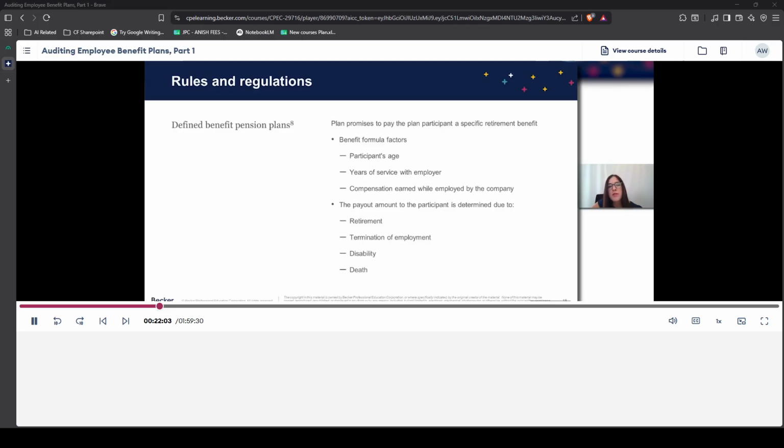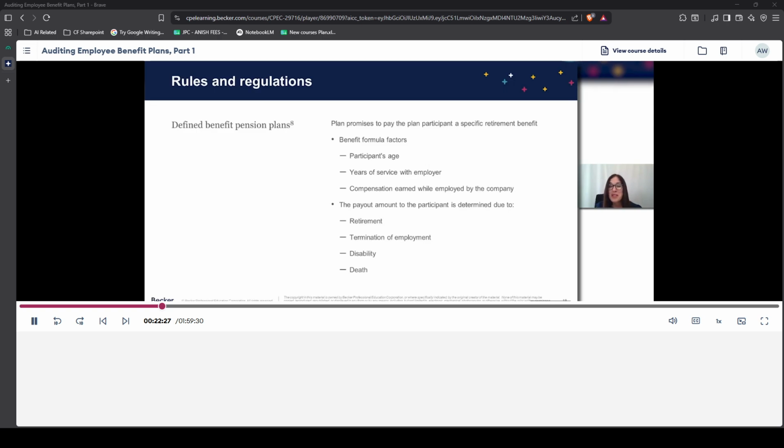So because of the fact that the plan sponsor carries the sole responsibility for meeting the funding requirements in the defined benefit plan, a lot of the DB plans have become frozen over time. So once a plan sponsor makes the election to freeze that DB plan, they no longer continue to accrue benefits.